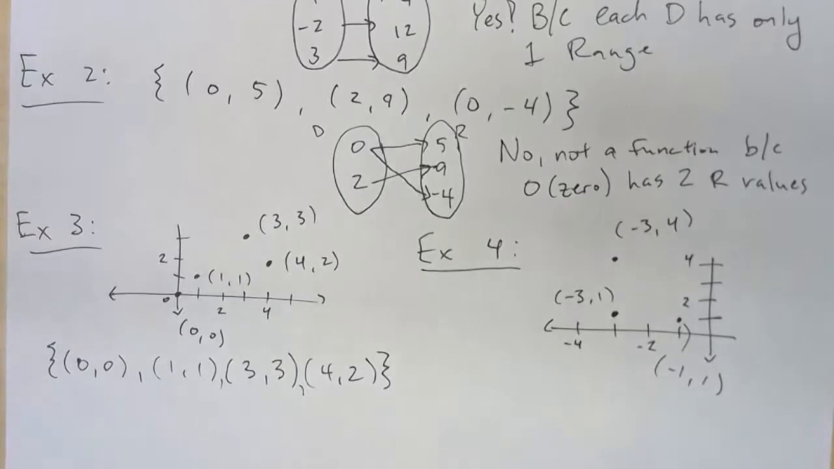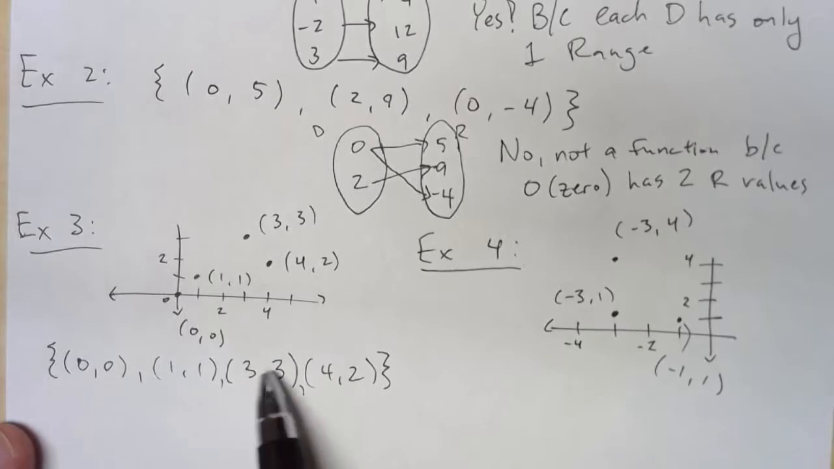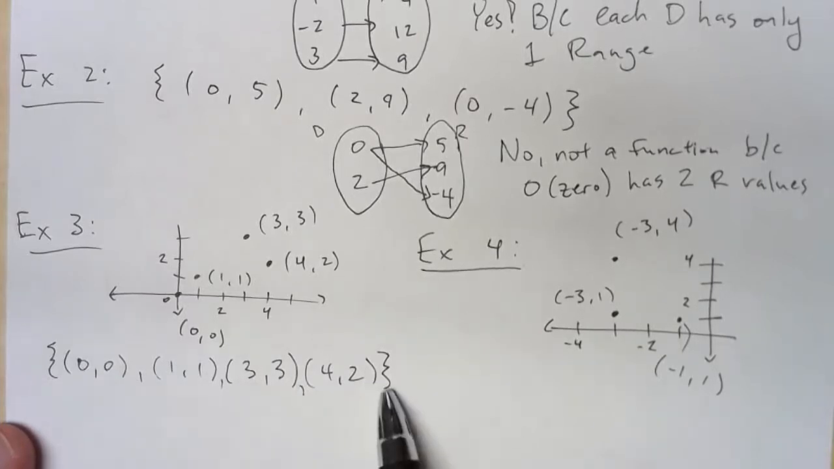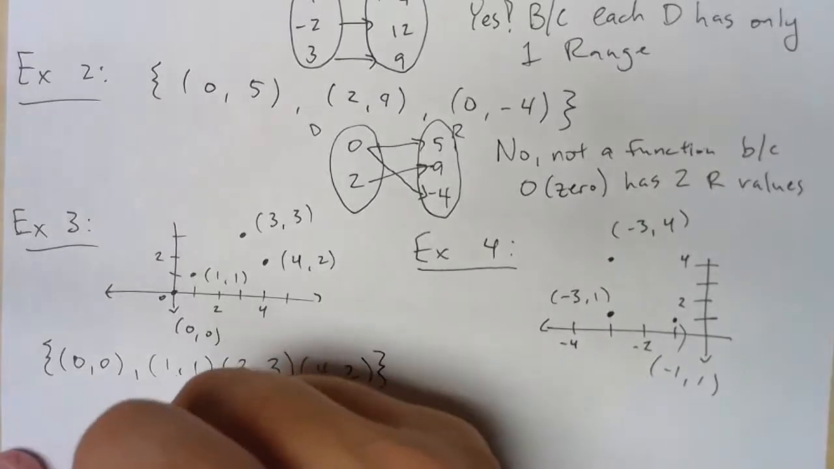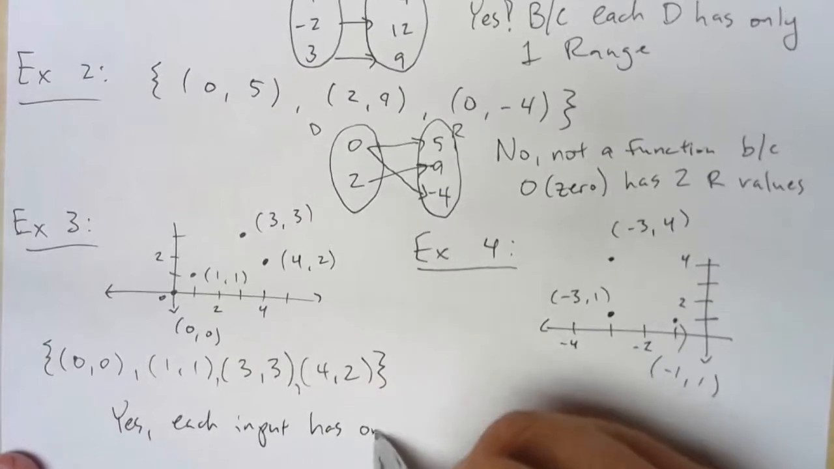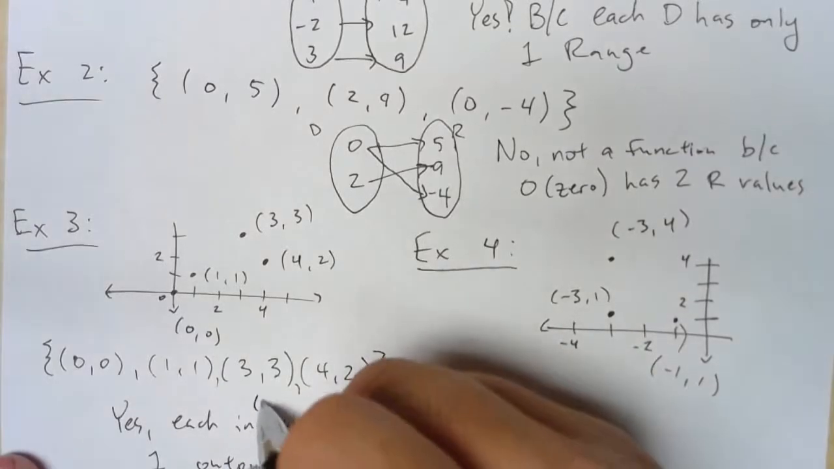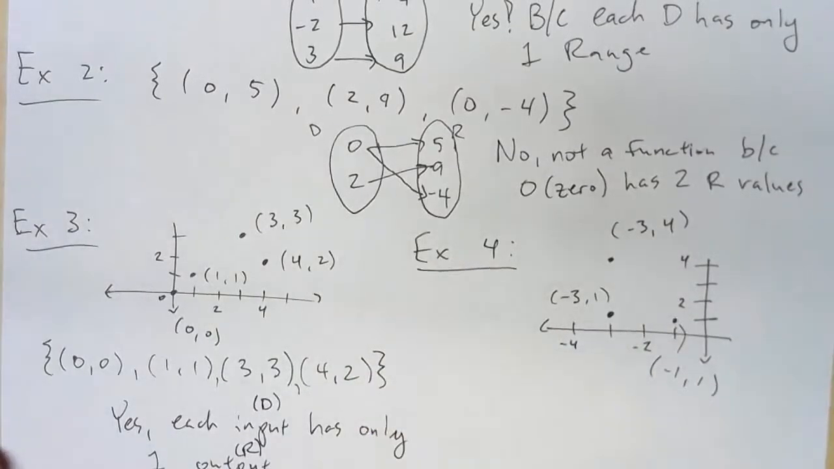We're checking to see, does each input have only one output? Okay, so 0 only appears once, so yep, we're good. 1 appears only once for our input values, so we're good. 3 appears only once, and 4 appears only once, and it doesn't matter what their output is. They can have whatever random output. Like I said, a function doesn't necessarily have to have a pattern. It just doesn't have more than one output for one input. So yes, each input has only one output. Each domain value has only one range value. That's what we're looking for.